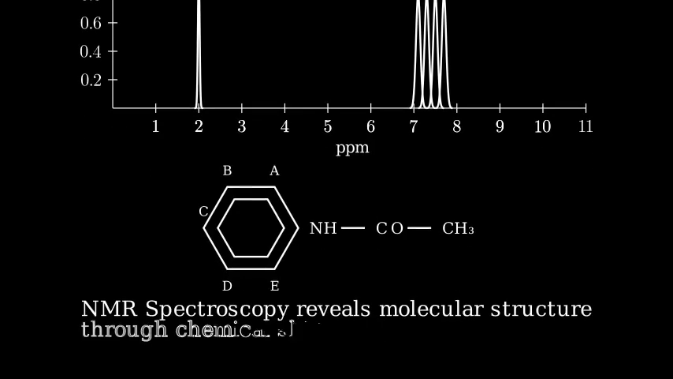This NMR spectrum helps confirm the structure of our molecule. The chemical shifts and splitting patterns are consistent with an N-methylacetanilide derivative, where we have aromatic protons and a methyl group in distinct chemical environments.